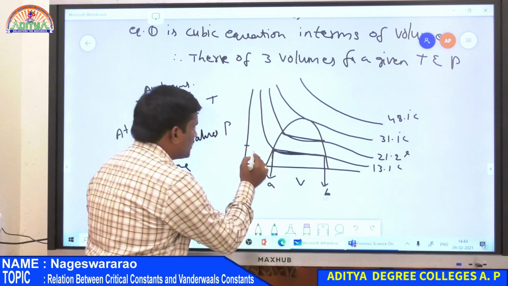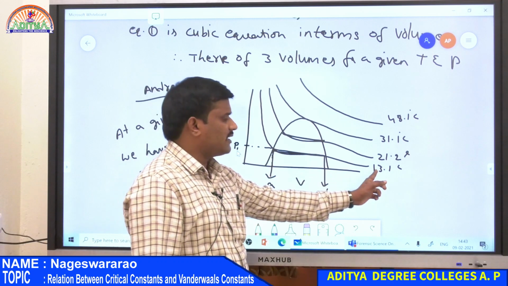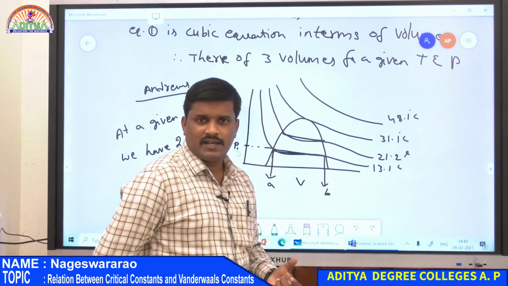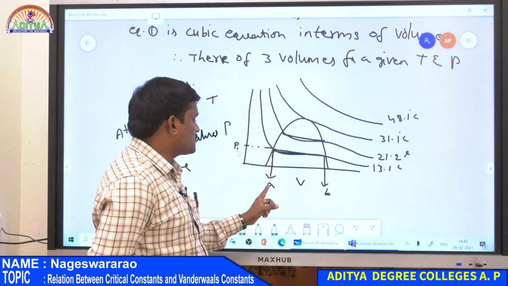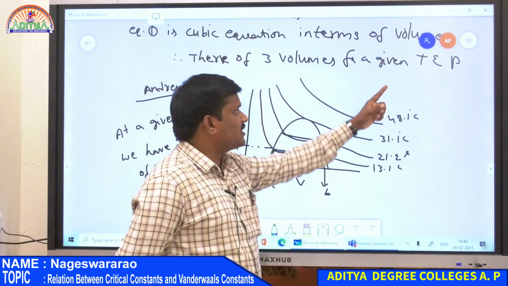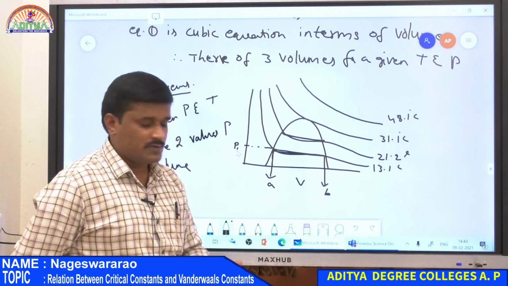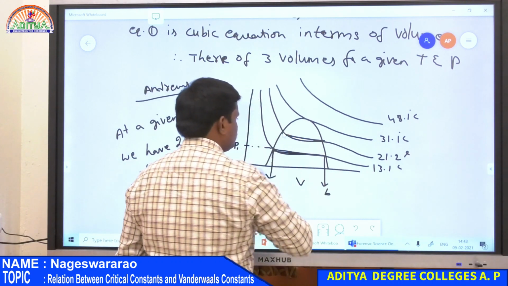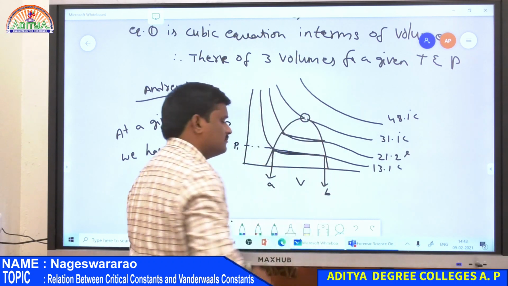So for this particular pressure, suppose this is P1, and a single temperature of 13.1 degrees centigrade and a given pressure P1 atmosphere, we have 2 volumes A and B. But according to this equation, at a given temperature and pressure there are 3 volumes, but in this graph you have only 2 volumes at 13.1 as well as 21.1. But at 31.1 degrees centigrade there is only 1 volume.